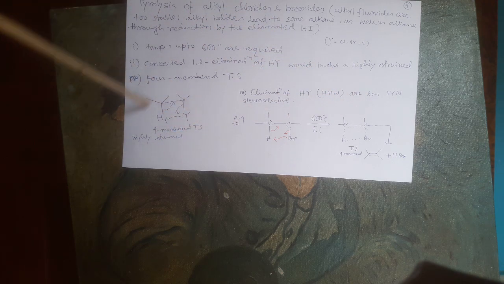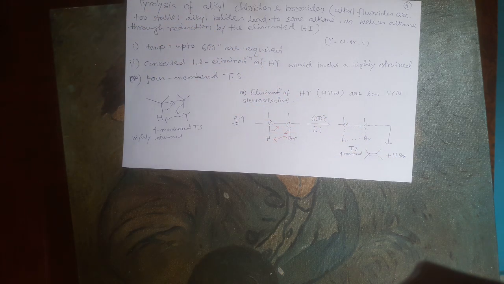So after elimination of H-halide from the alkyl halide, this is a less syn stereoselective reaction. Why less syn stereoselective? Because in this pyrolysis reaction, a 4-membered cyclic transition state is formed, which is a highly strained transition state. So this is a less syn stereoselective reaction.